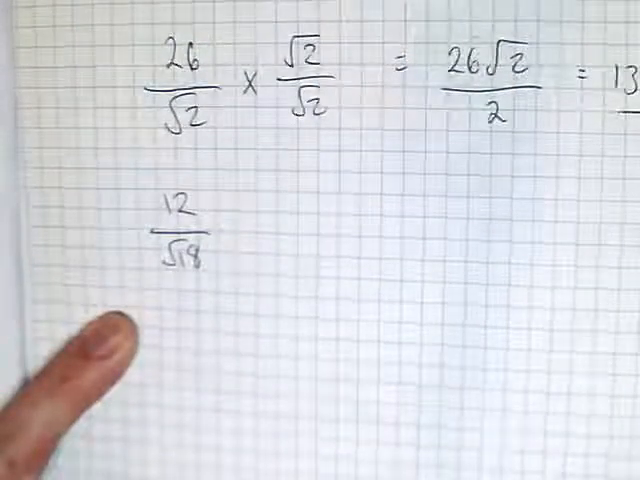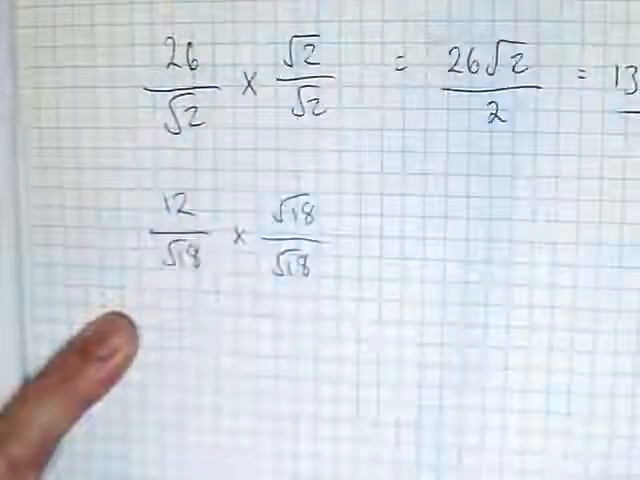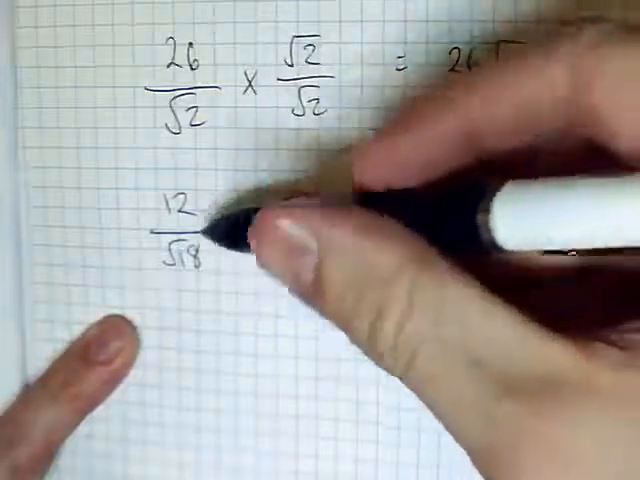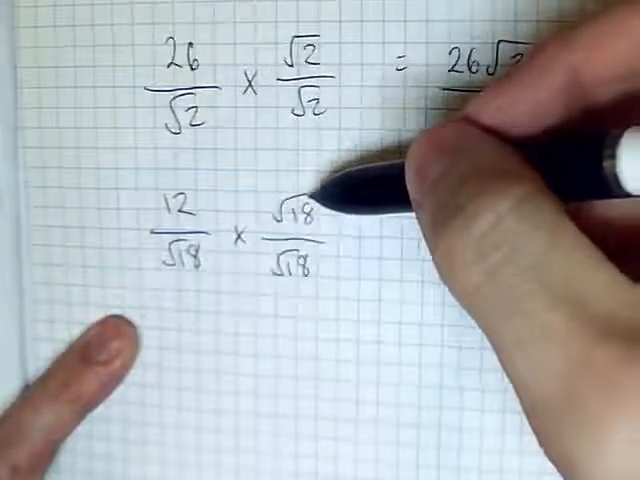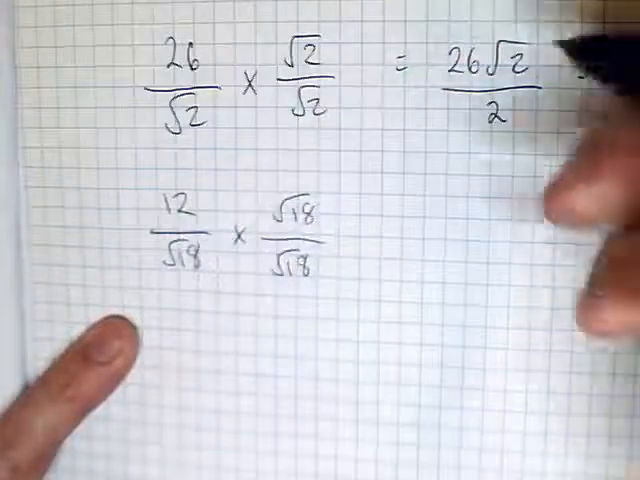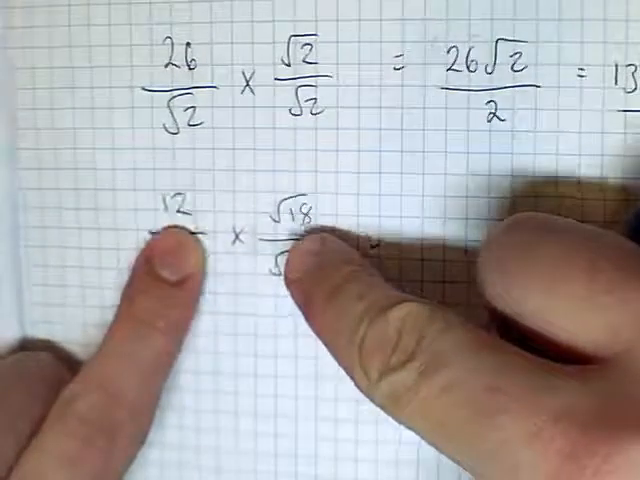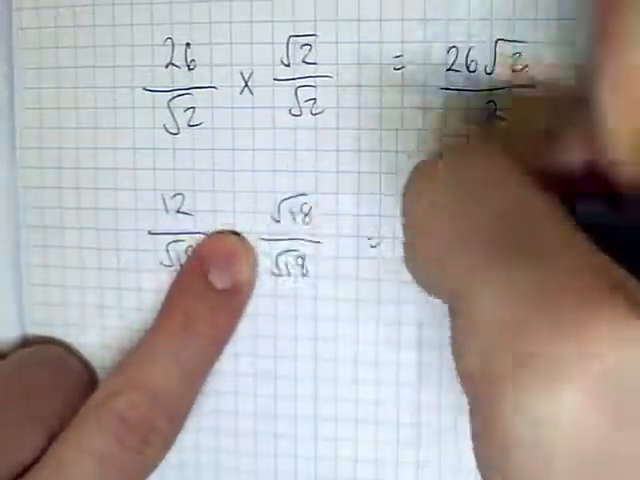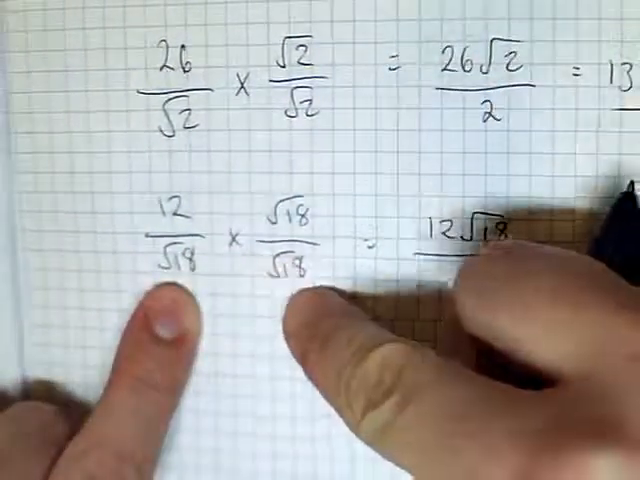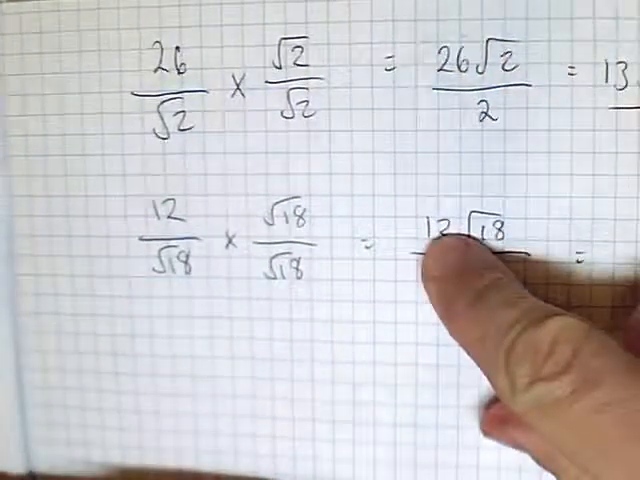I want to rationalize the denominator. So I multiply it by the denominator over the denominator. Like we just said, that doesn't change the value of it because root 18 divided by root 18 is 1. So you're effectively timesing it by 1. So top times top, put it together. Root 18 times root 18, 18.